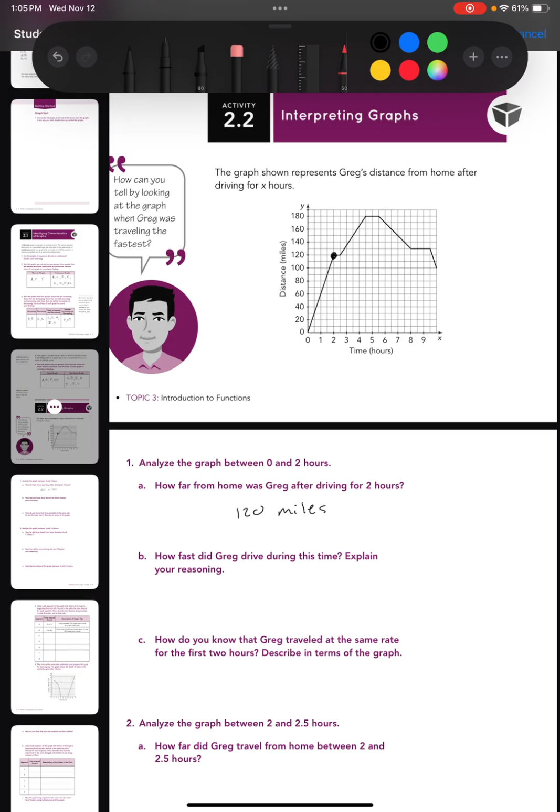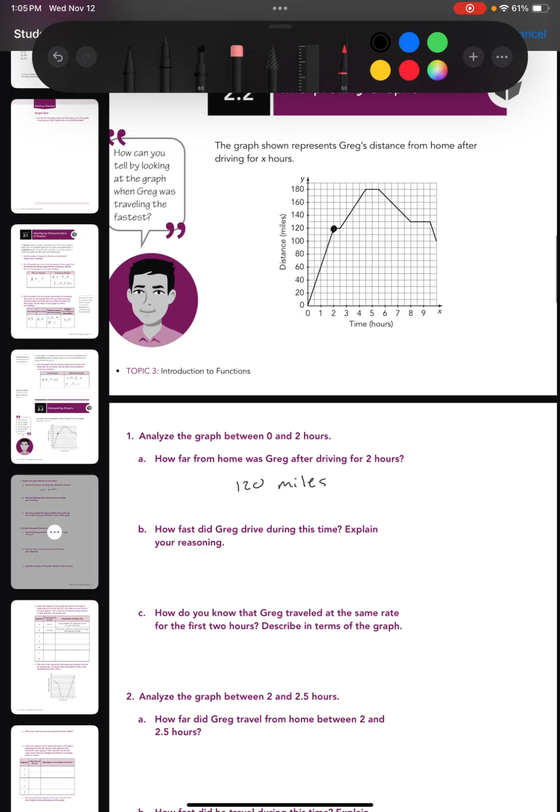So we can determine in those 2 hours he's gone 120 miles. So if we want to know how fast he was driving, he went 120 miles in 2 hours. If we divide that, he was going 60 miles per hour for that 2 hour stretch. Okay, how do we know that Greg traveled the same rate for those hours? It's because we have a straight line, which shows we had a constant rate.